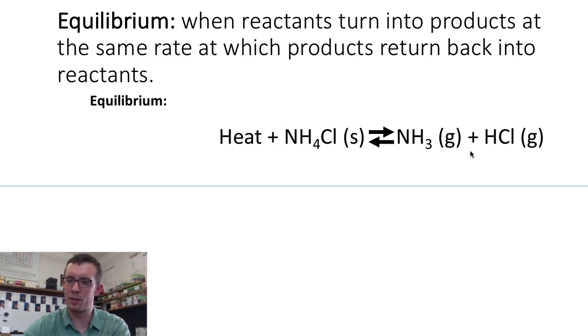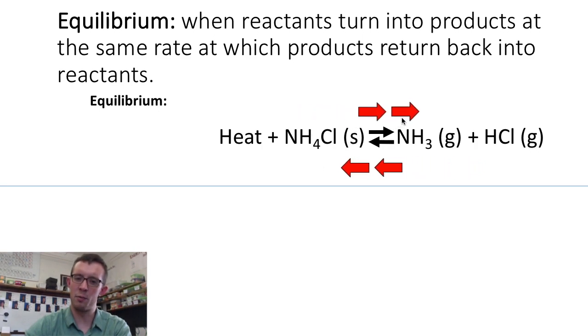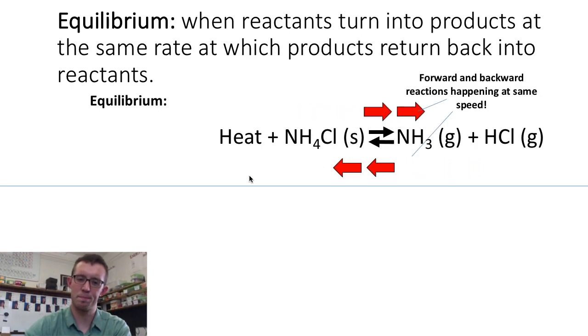So you guys learned that when a reversible reaction occurs, the reactants are able to convert into products and the products are able to convert back into reactants at the same time. And if the reactants are converting into products at the same rate that the products are going back into reactants, we say that equilibrium has been reached. That is, the rate of the forward reaction and the rate of the backward reaction are equal to each other. And we'll show that here with equally sized arrows.